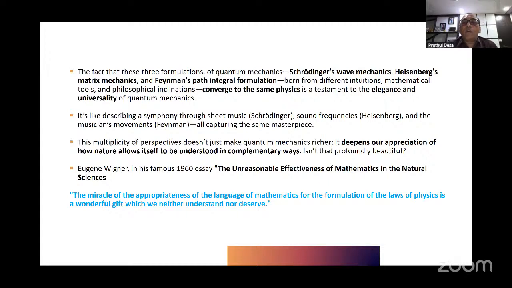Isn't that profoundly beautiful? Eugene Wigner, in his famous essay, The Unreasonable Effectiveness of Mathematics in the Natural Sciences, writes: the miracle of the appropriateness of the language of mathematics for the formulation of the laws of physics is a wonderful gift which we neither understand nor deserve.